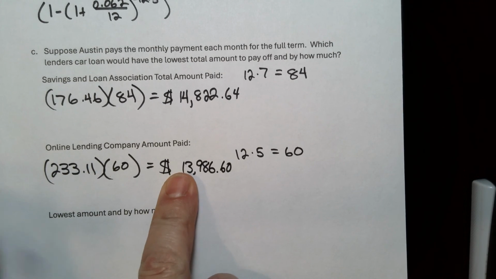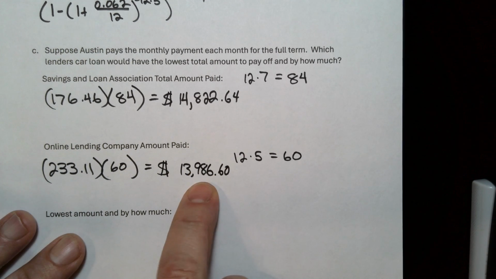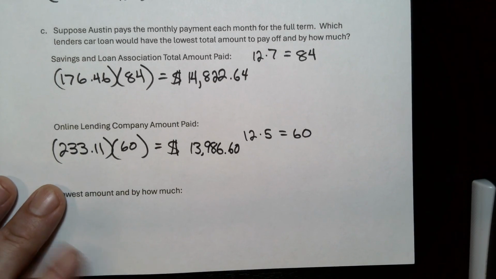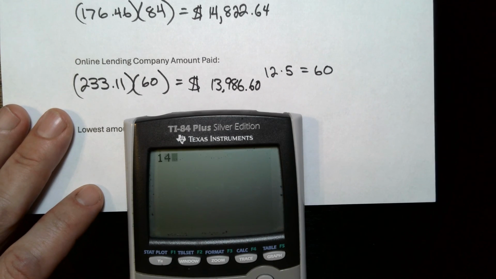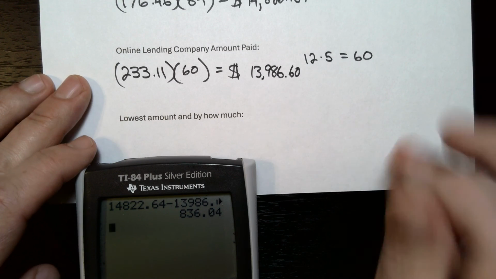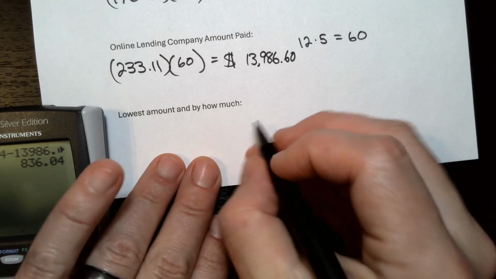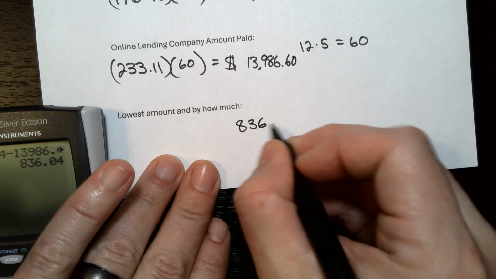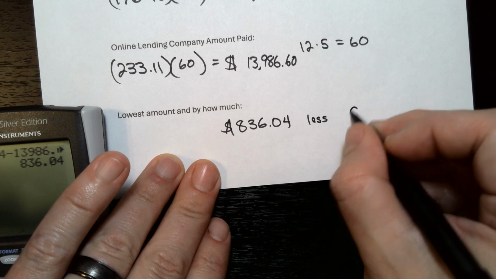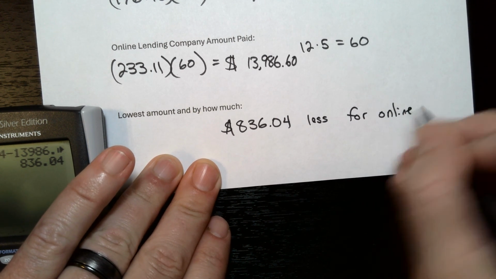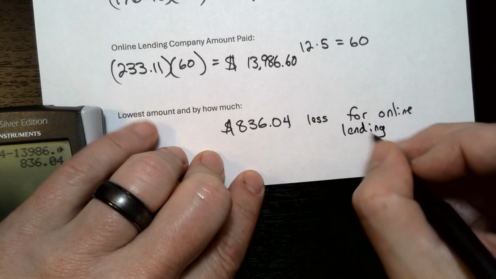Well, it looks like the online lending company with a 5-year car payment, they will pay close to $1,000 less. Let's see exactly how much that is. So I'll do the bigger one minus the smaller one. Here we go. So 14,822.64 minus the smaller one, which is 13,986.60. Do that subtraction and you get that the online lending company is better, and it's better by $836.04 less for the online lending. And that's it.